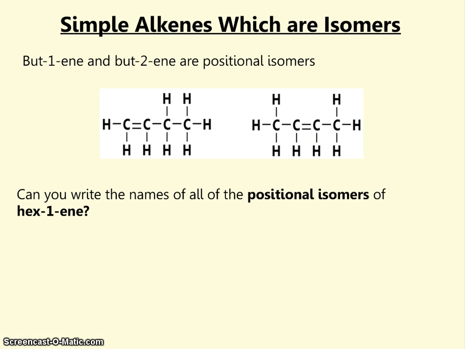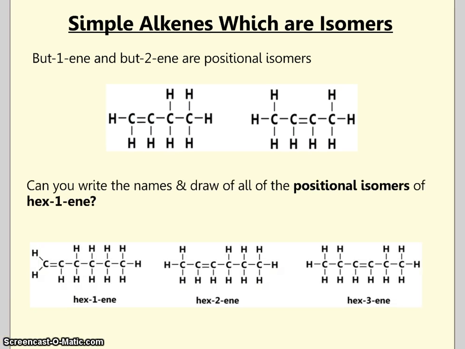We can also see positional isomers of alkenes, and this is exemplified here with but-1-ene and but-2-ene. Can you write the names and the structures of all the positional isomers of hex-1-ene? Hex-1-ene has two positional isomers. These are hex-2-ene and hex-3-ene.